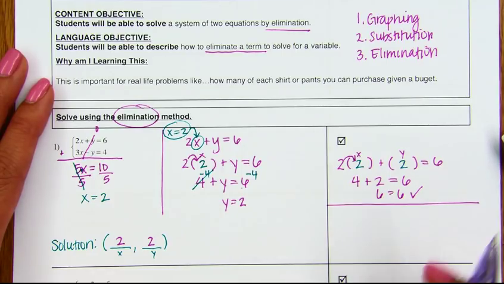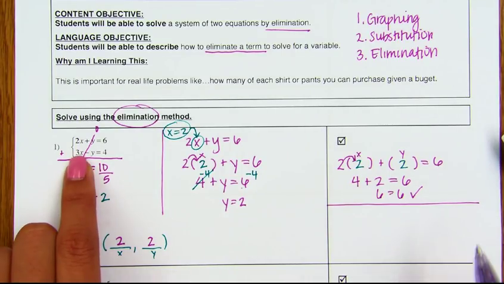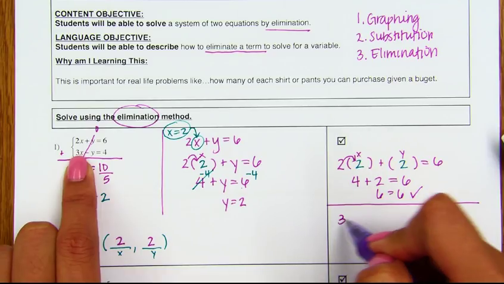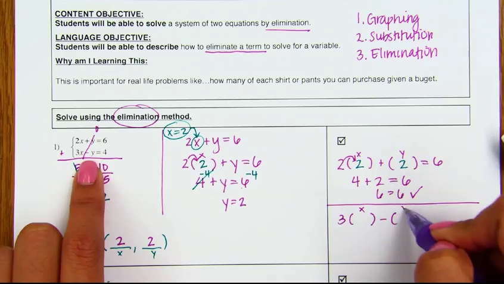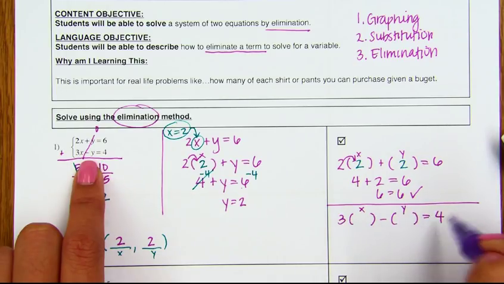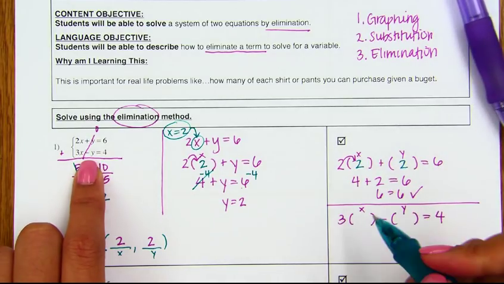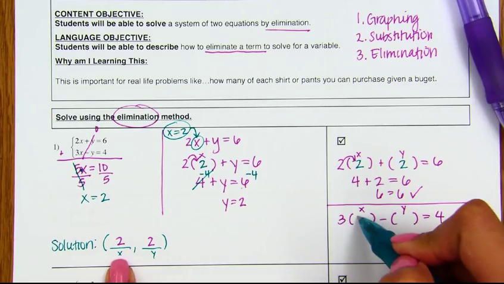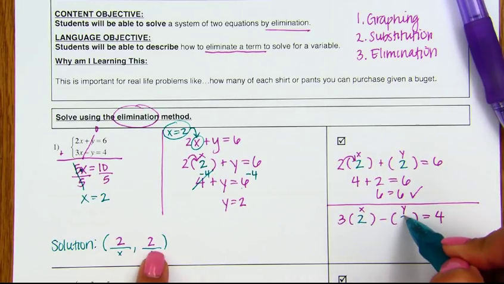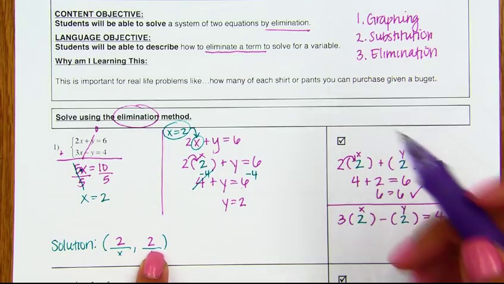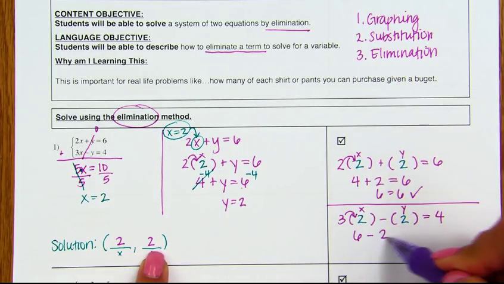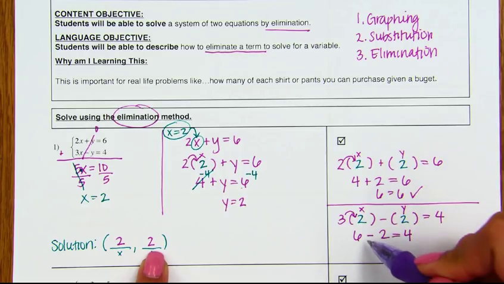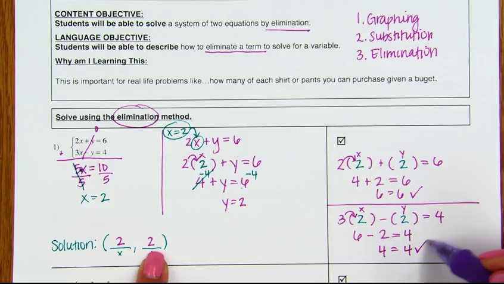But now I need to check if it works with the second one as well. So I'm going to do the same process. 3 times parentheses for x minus parentheses for y to check and see if it equals 4. So according to my work here, x is a 2, y is also a 2. Now that I simplify it, I'm going to get 3 times 2, which is 6, minus 2. Does that equal 4? Absolutely. 6 minus 2 is 4. So it does check out for both.